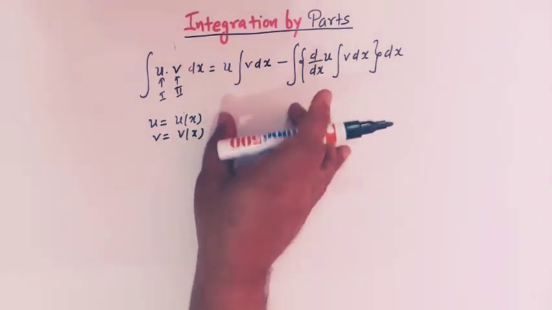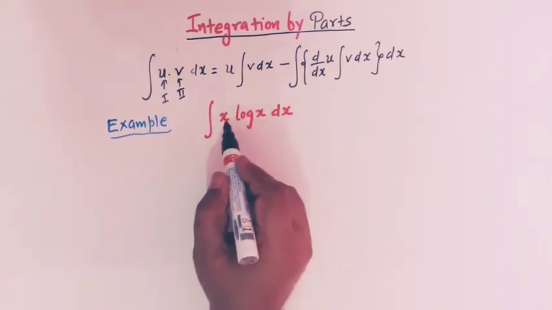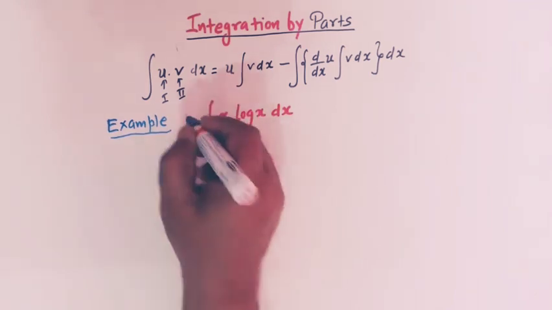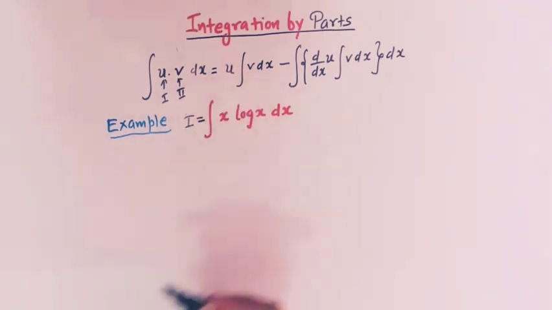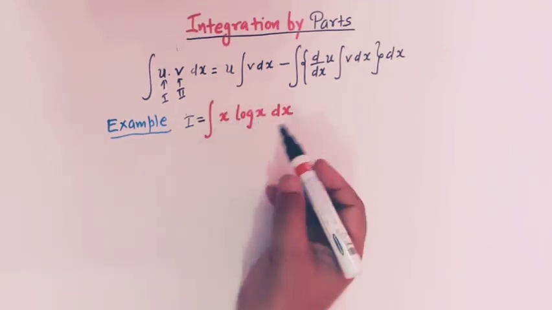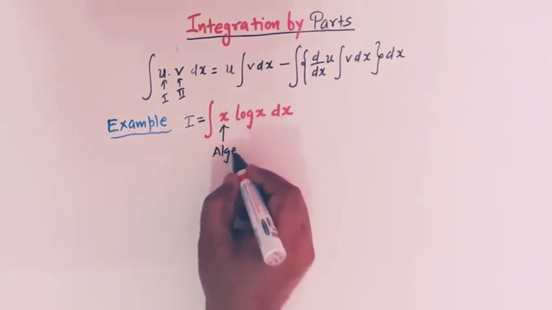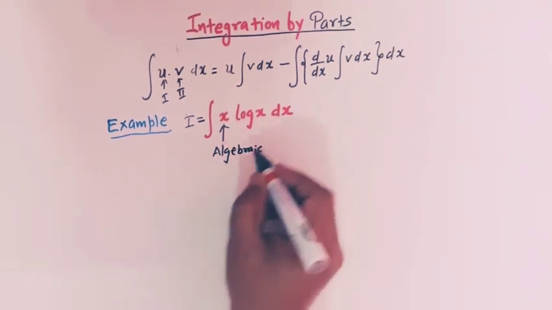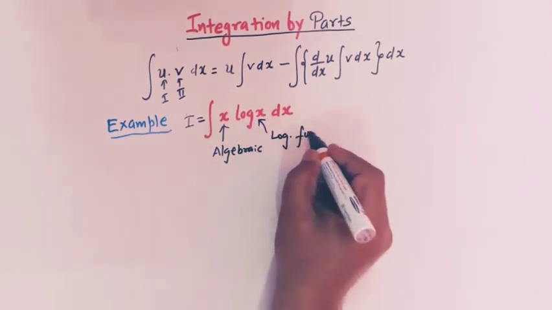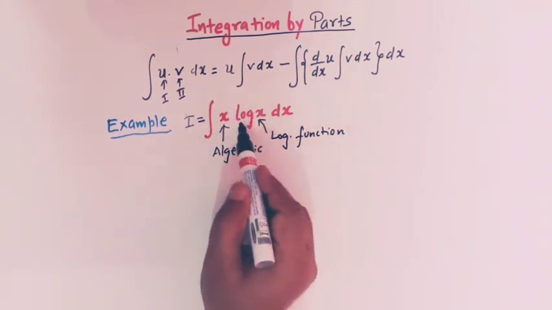So let us do some problems. Now let us integrate the product of x and log x, right? And let us call this integral I. Now here we have the product of two functions. x is the algebraic function and log x is the logarithmic function, right? Okay, so now we have to integrate the product of these two functions.